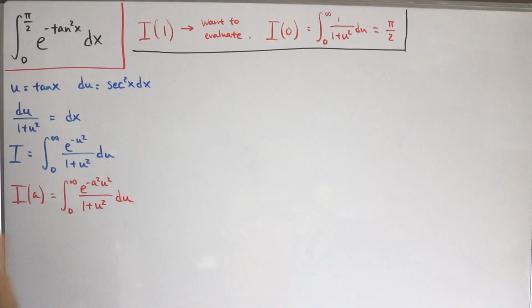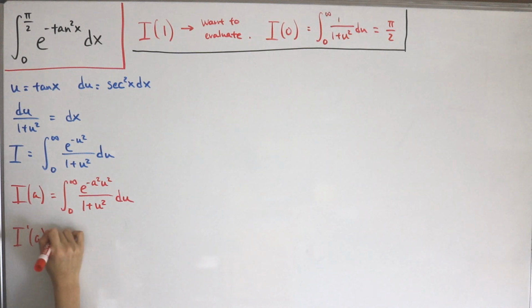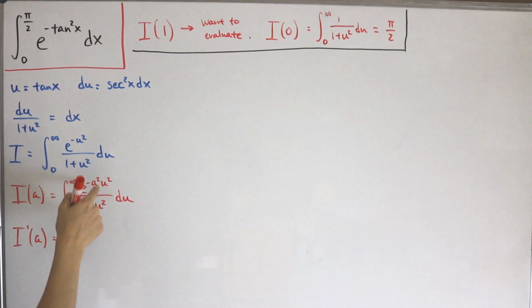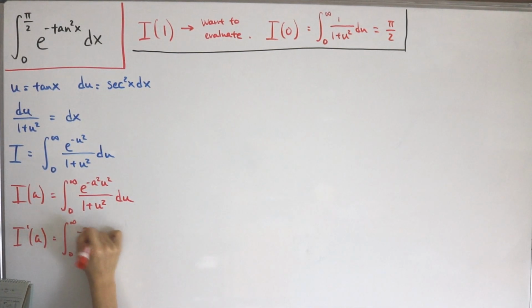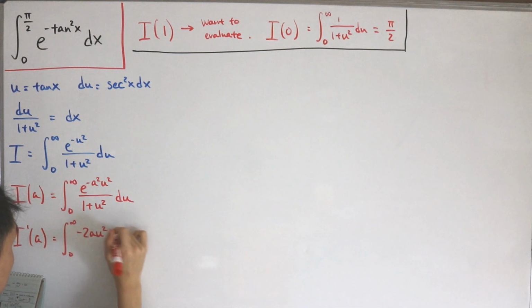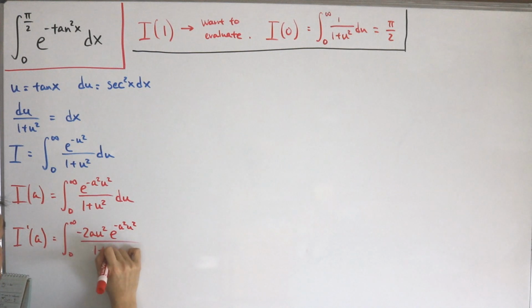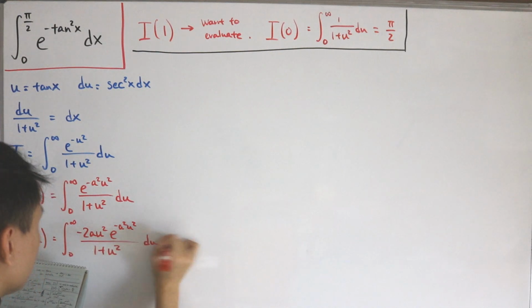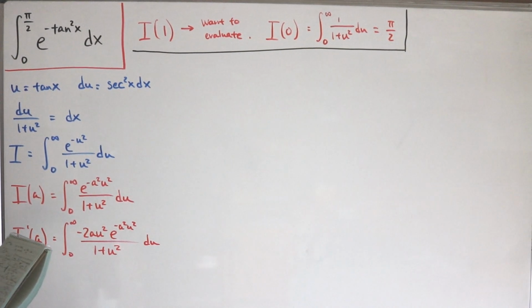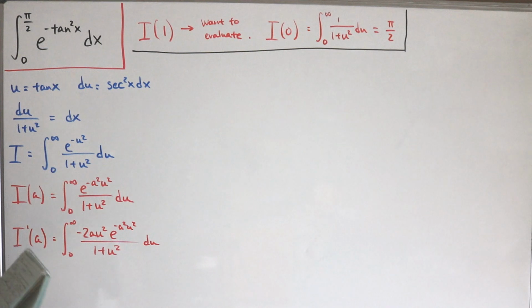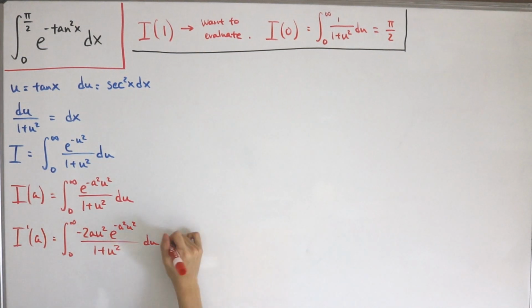Okay, so with this, I'm going to use the same marker. Next thing we'll do is perform some Feynman's technique and differentiate inside of the integral. So I have capital I prime of a equal to the integral from 0 to infinity. If I differentiate with respect to a, we get negative 2a times u squared multiplied with e to negative a squared u squared, divided by 1 plus u squared, du. Now I'll factor out a negative 2a outside of the integral as well.